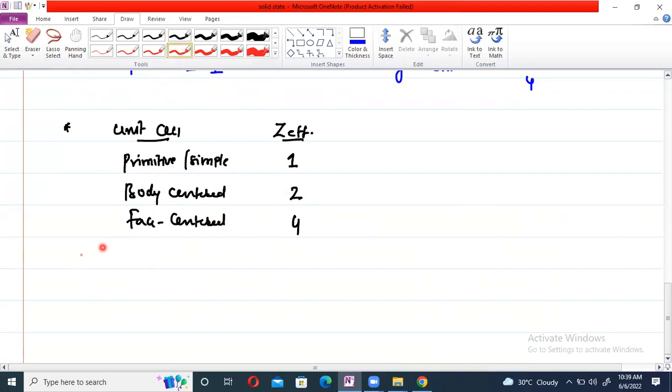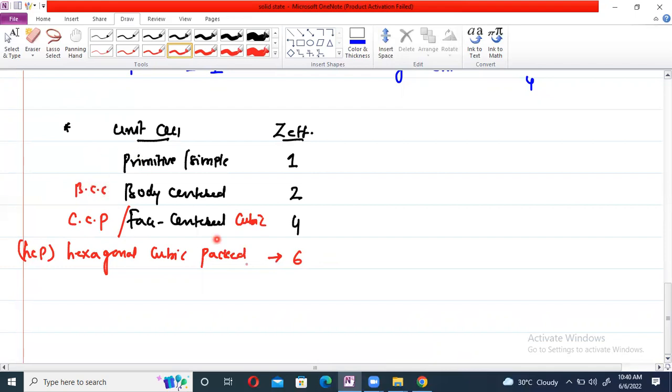But this is an additional point I'm going to tell you, beta. This face centered cubic lattice is also called a cubic close packed, means FCC is also called CCP. And one more is there, hexagonal close packed unit cell. For that also we have the Z effective equal to 12 into 1 by 6 plus 2 into 1 by 2 plus 3. So Z effective is equal to 6 for the hexagonal close pack. So it is HCP, it is FCC or CCP, it is BCC, and it is simple. So Z effective you have to remember, right?